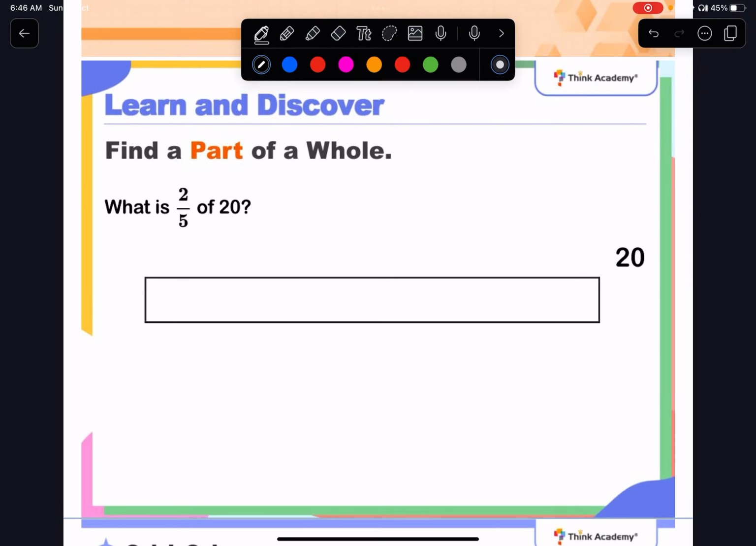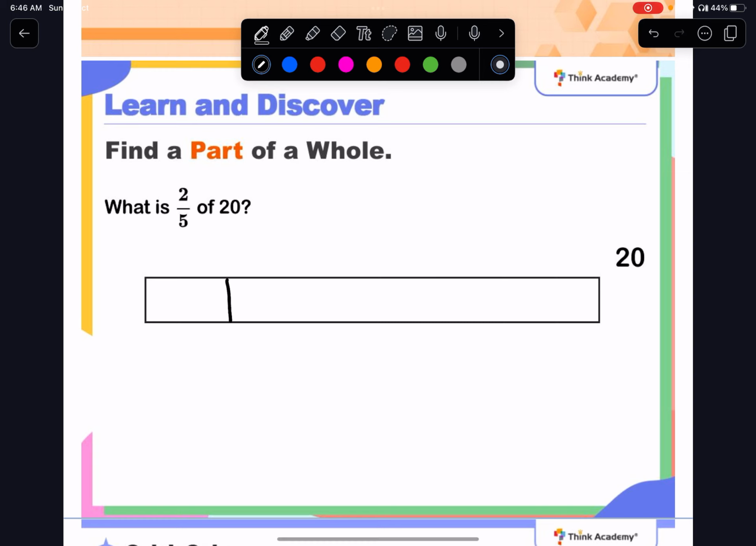So we want to tell you how to find out a part from a whole. So what is 2/5 of 20? Usually we use the bar model to understand what is 2/5 of 20. So when we are having 2/5 of a number, it means I want to cut that number into 5 equal parts. Okay, so for example, this bar represents 20. I want to cut this bar into 5 equal parts.